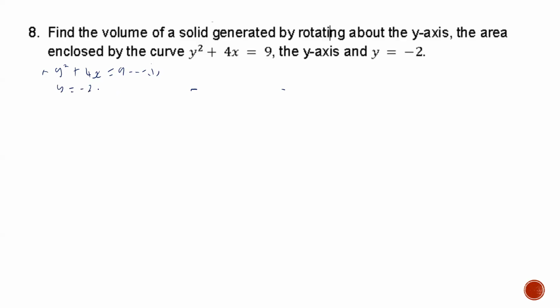Y is equal to -2. This is equation 2. And then finally, we have the y-axis. But we know that the y-axis is x is equal to 0. So that is equation 3. So that is what we have.